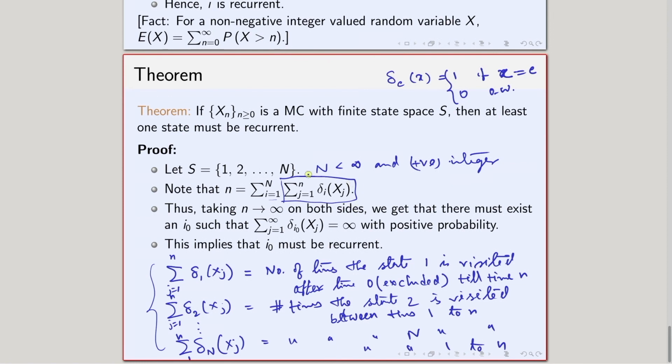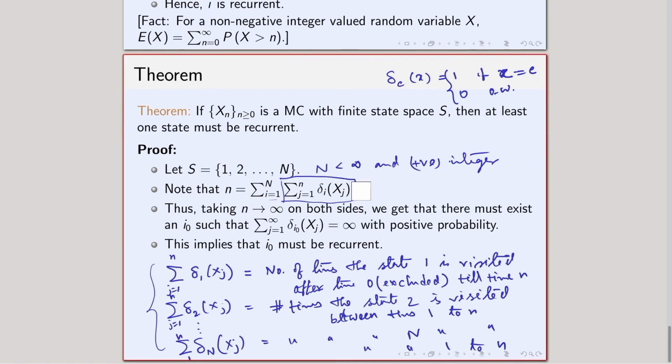So if I make this double summation on this side, that gives me small n, which is the number of steps I have taken from time 1 up to time n, which is nothing but small n. So we have this particular quantity.